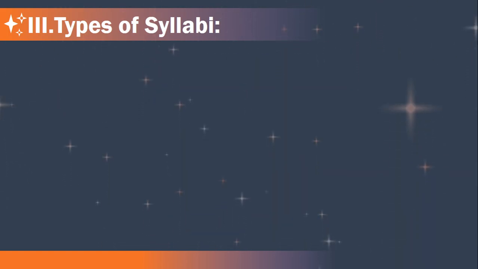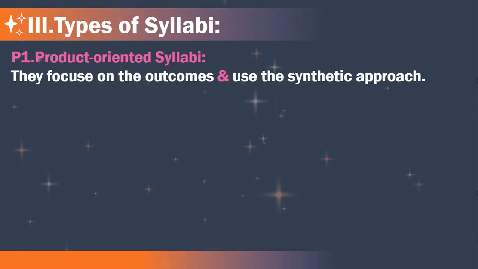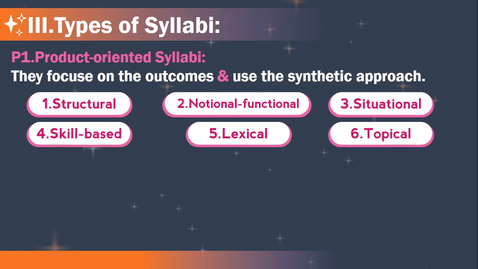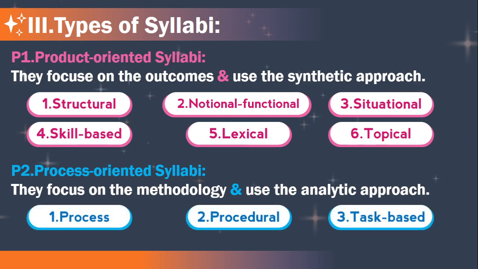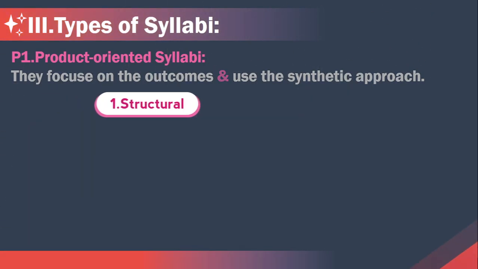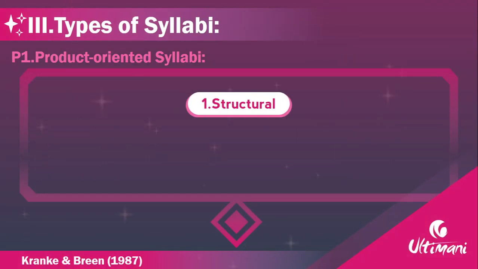The first part is the product-oriented syllabi, which focus on the outcomes and results of learners, and they use the synthetic approach. The number of types here is 6. The second part is the process-oriented syllabi, which focus on the methodology and they use the analytic approach. The number of types here is 3. So let's start with the first type in the product-oriented syllabi, the structural syllabus.